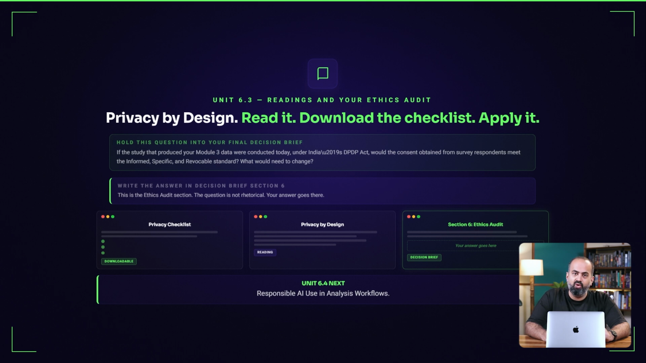One question to hold from this unit into your final decision brief: if the study that produced your Module 3 data were conducted today under India's DPDP Act, would the consent obtained from survey respondents meet the informed, specific, and revocable standard? What would need to change? That question is not rhetorical. Write the answer in section 6 of your final decision brief, the ethics audit.